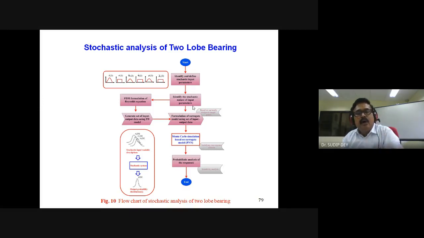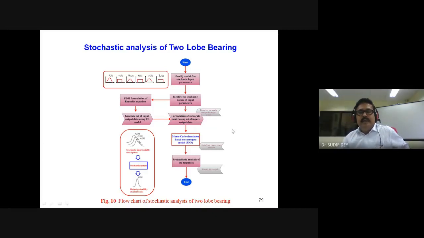And based on that, we have to calculate the formulation by using this Reynolds equation and then generate the input-output data using the FD model, that is finite difference model, and formulate the surrogate model. And after that, in the surrogate model, we are generally framing a single equation which is composed of all the parameters, considering all the stochasticity or variability of all the input parameters, and simultaneously we allow variation of all the parameters. And let us see how it is going to affect the output quantity. And that's what is given in this diagram here.